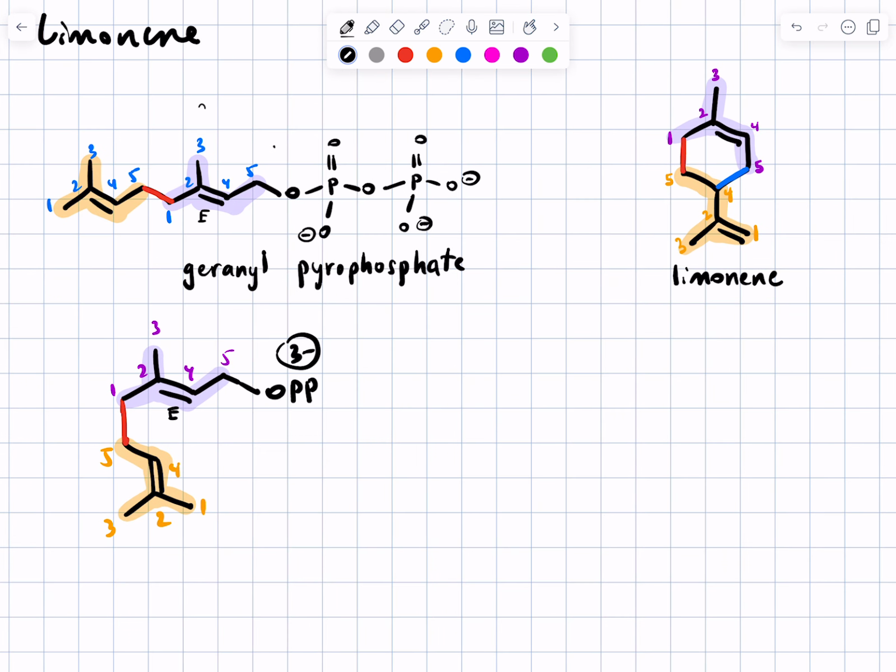Now, if you look at limonene, we need to make a blue bond between carbons 4 and 5, right? We've got a problem. As it is, carbon 5 isn't anywhere near carbon 4. It's actually on the wrong side. We would prefer the other stereoisomer, the Z isomer, where carbon 5 would be down here instead of this hydrogen. So let me show you how nature takes care of that.